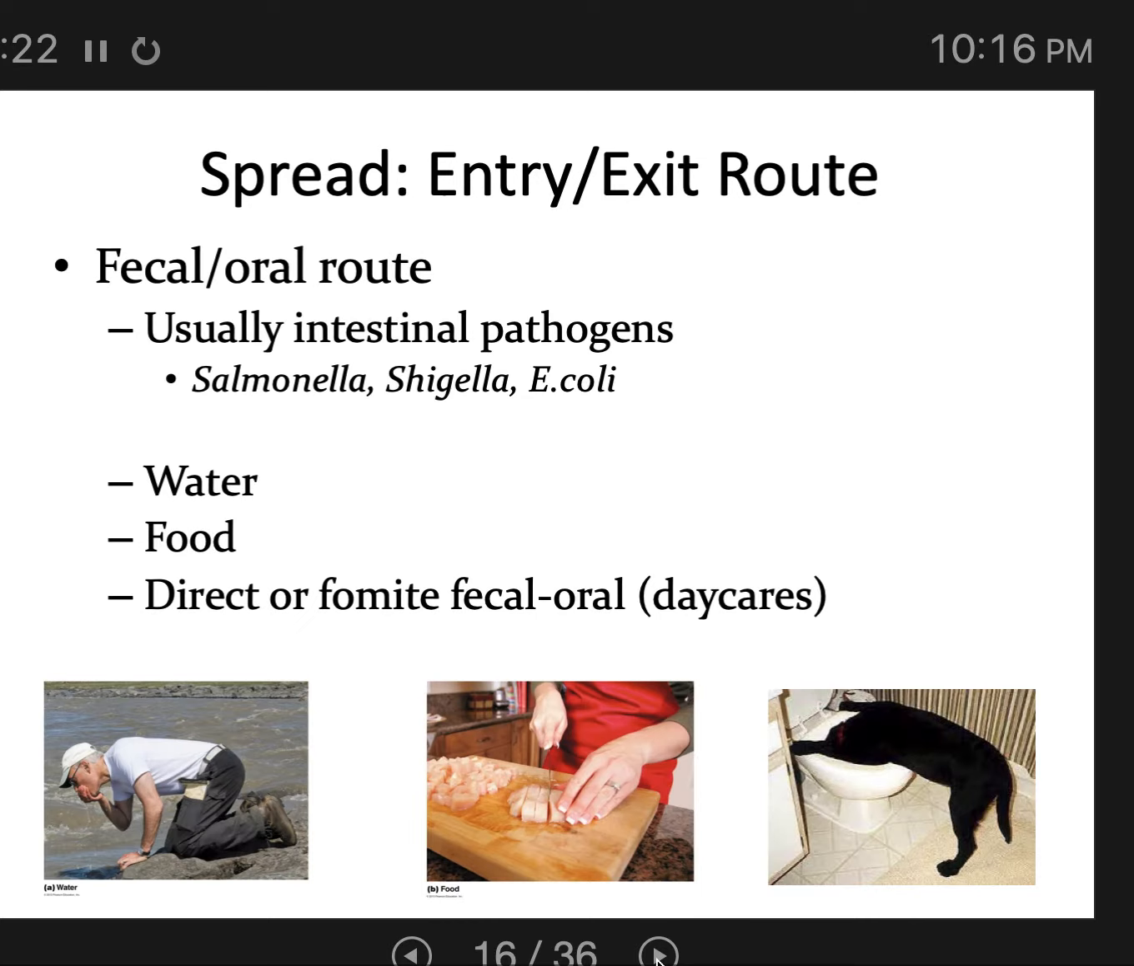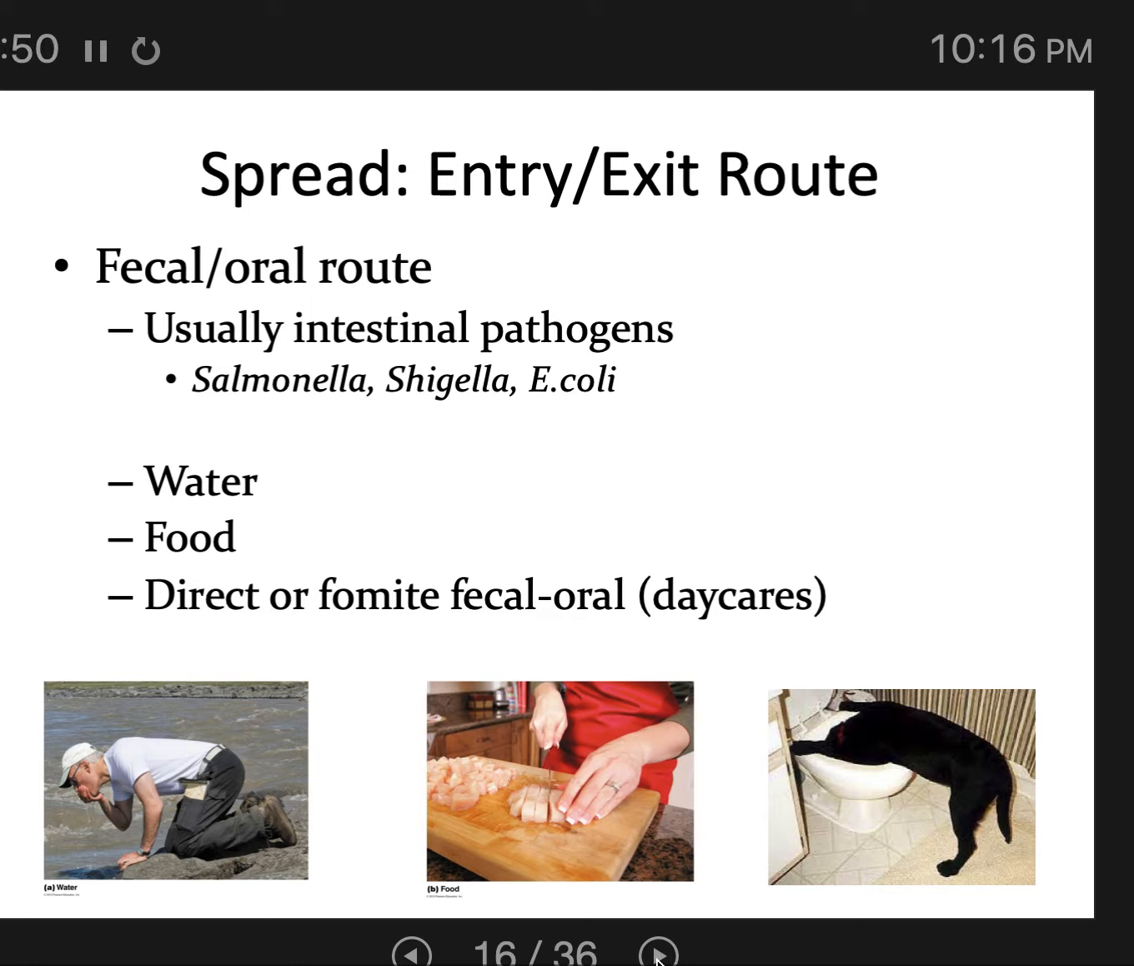We also have the fecal-oral route. These are usually intestinal pathogens. So I said usually the pathogen enters the same way that it exits. Here we have entering through the oral orifice, exiting through feces. You can just think of this all as the gastrointestinal tract, because your mouth and your anus are both part of the GI tract, right? It's a one-way system though, so you go in one end, out the other.